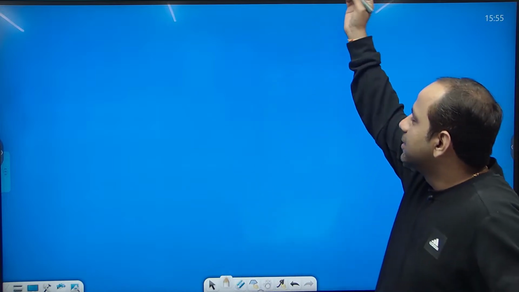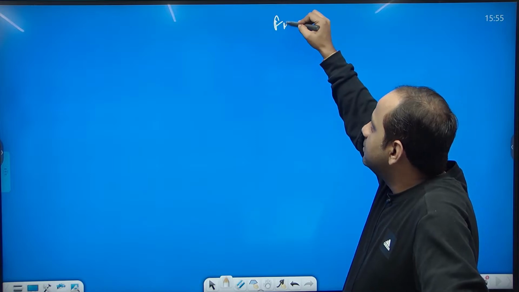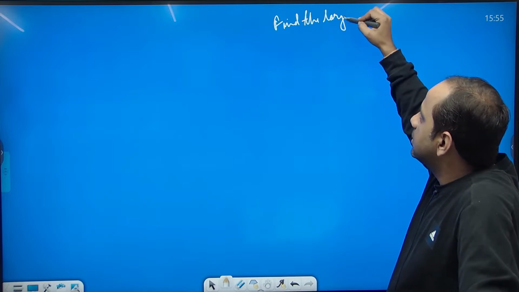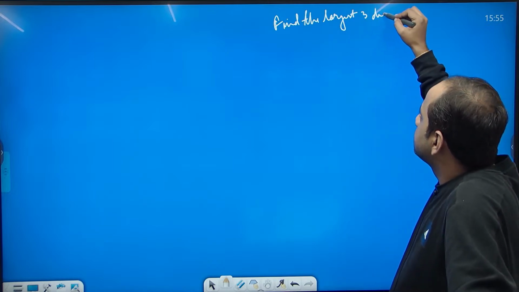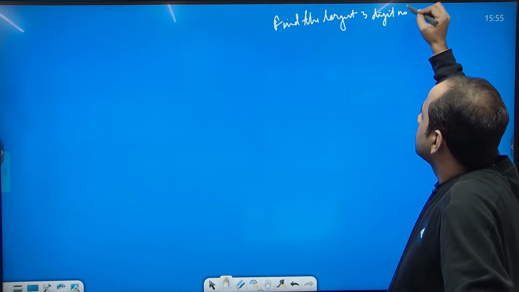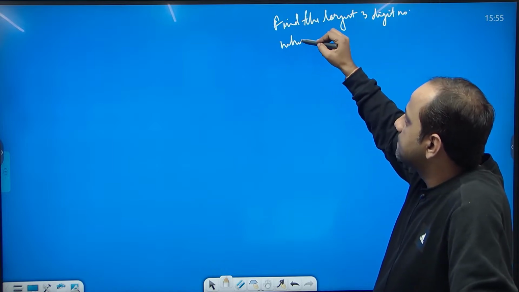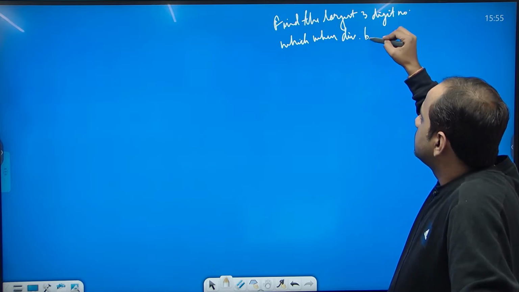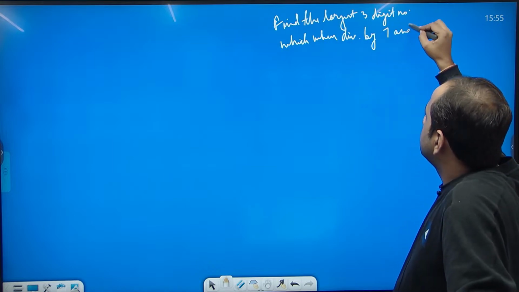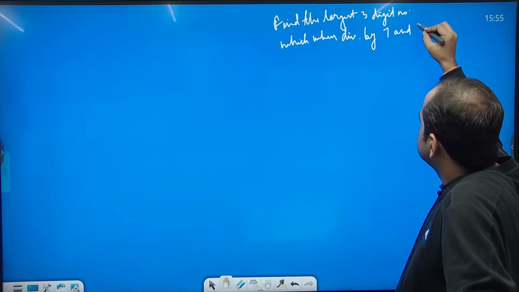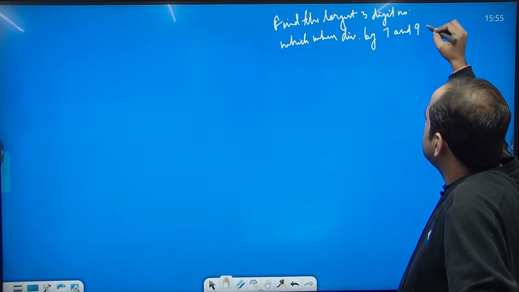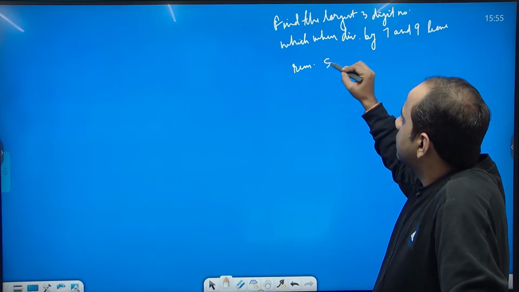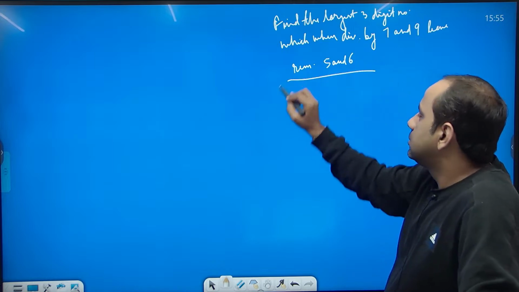चलो ट्राई करते हैं. इफ आई से फाइंड the largest 3-digit number which when divided by 7 and 9 leave remainder 5 and 6 respectively. Try this.